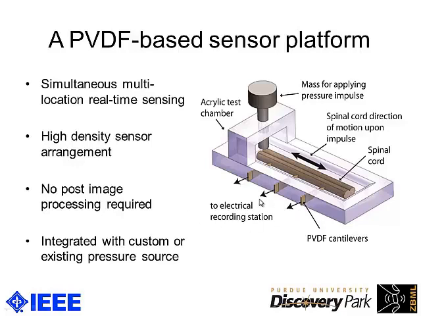PVDF sheets are thin. You can buy them easily at 28 micron, 52 micron, 100 micron thickness. So we can put a bunch of them together to have a high density sensing along the length of the spinal cord. And this platform allows us to gather data electrically in real time without having to do post-processing, image processing after gathering data.